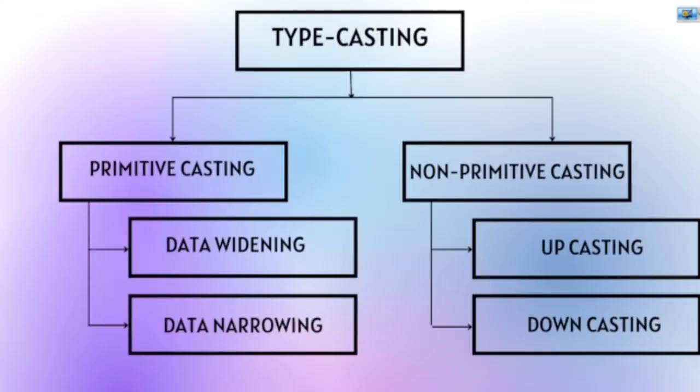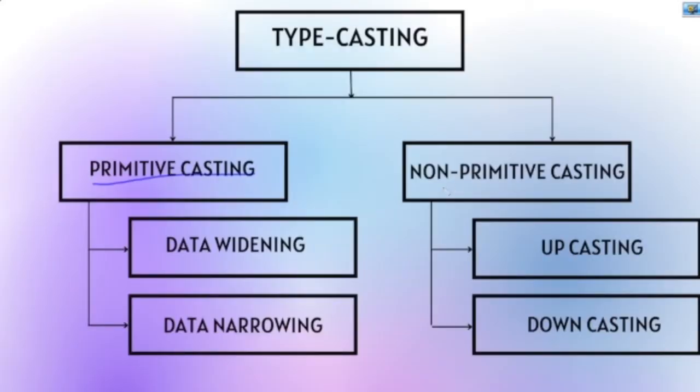So here you have typecasting. There are two types of typecasting: one is primitive casting and the other is non-primitive casting. Now what is primitive casting? If you see, there are two types of data types: one is the primitive data type and the other is the non-primitive data type.